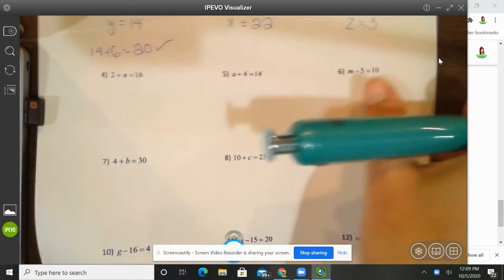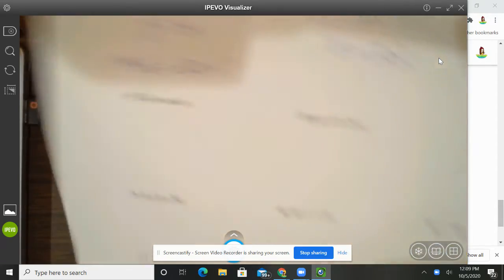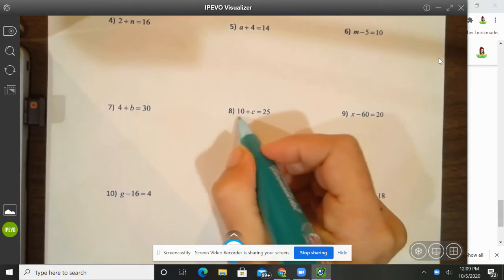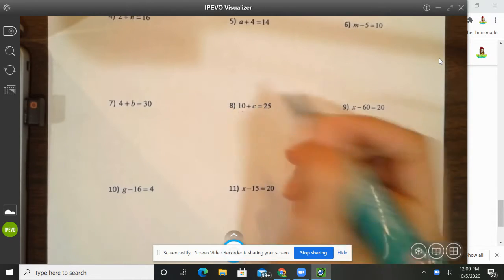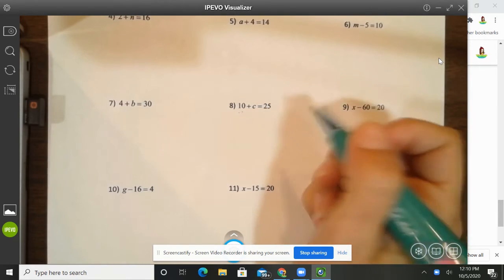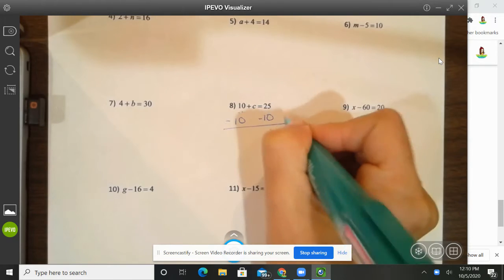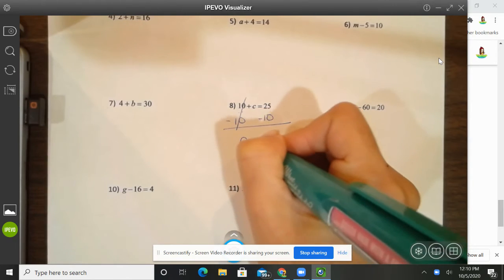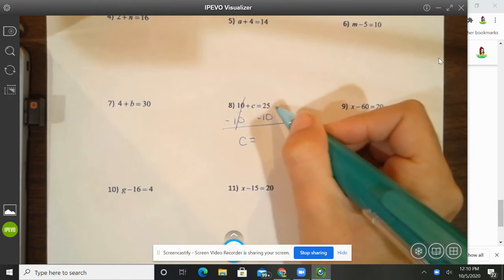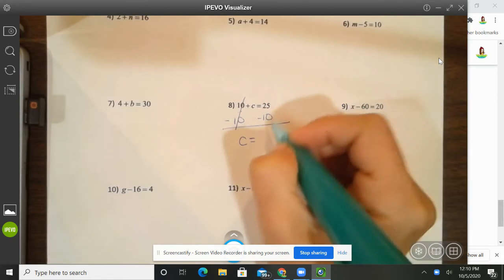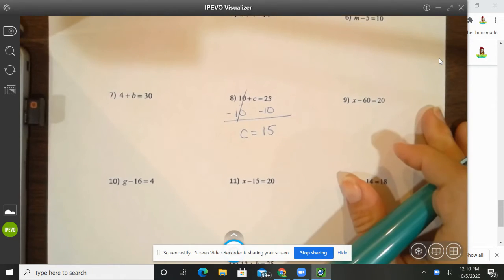All right, let's do another one here. So 10 plus c, that's positive, so I'm going to take it out by subtracting, doing the opposite. So minus 10 on both sides. 10 minus 10 is 0, and you're left with that c by itself, which is what you want. And then 25 minus 10 is 15. And you are done.